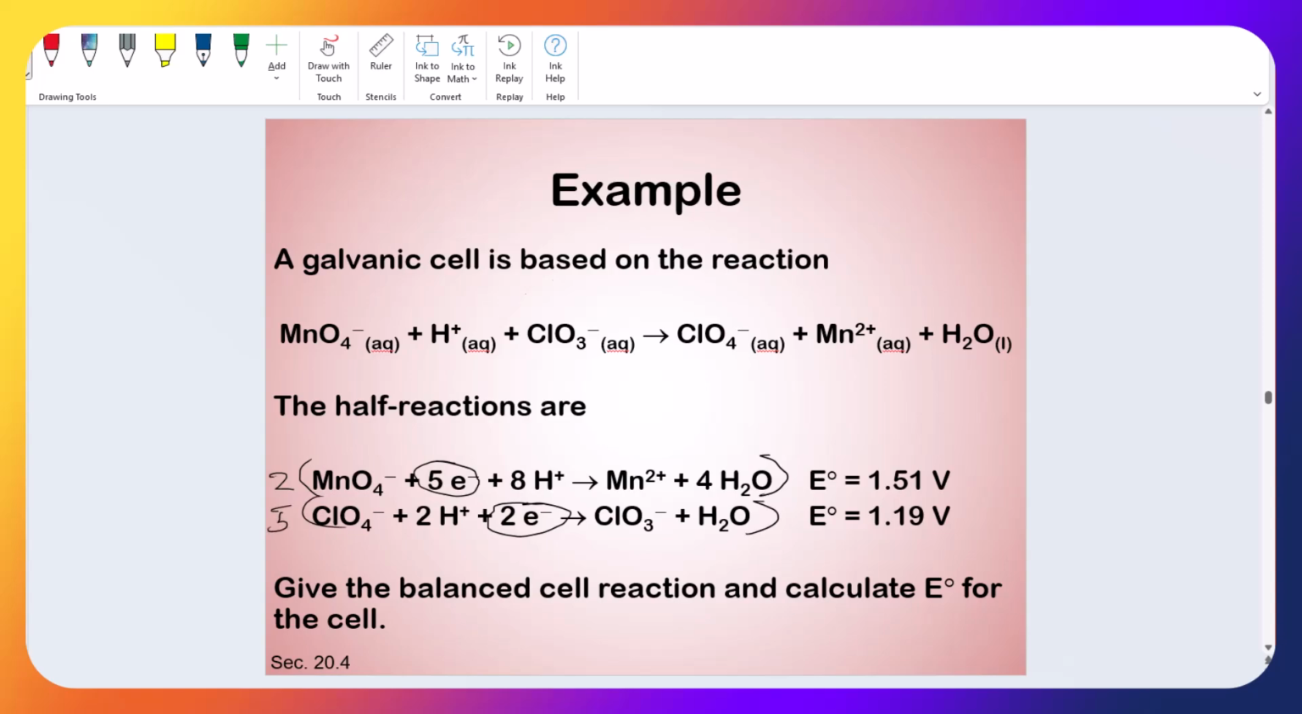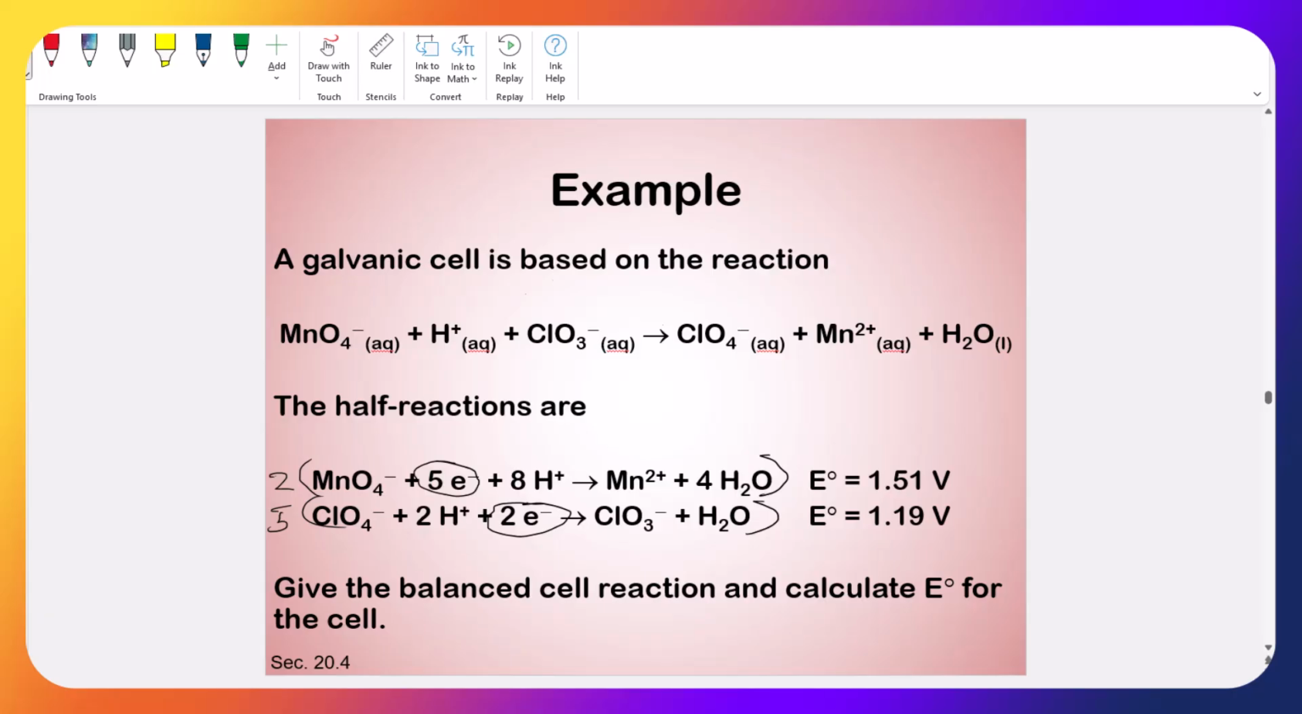Now keep in mind, standard cell potential is an intensive property, so that does not change the voltage at all. Intensive properties don't change with the amount.